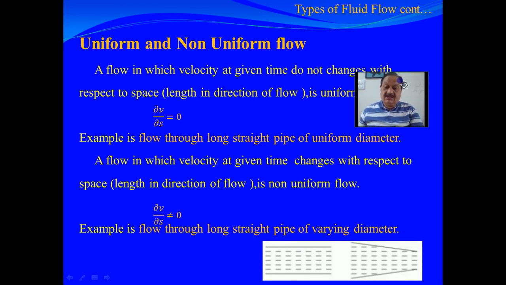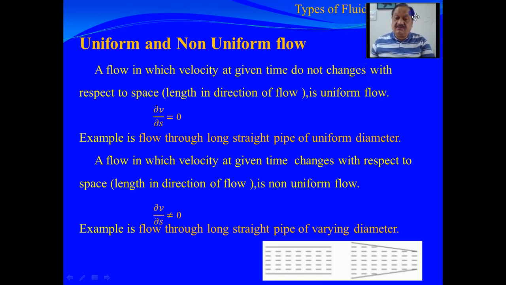Then the uniform and non-uniform flow. A flow in which the velocity at a given time does not change with respect to the space, that is particularly the length in the direction of flow, is treated as a uniform flow. That means mathematically del V by del S is equal to 0. The example is a flow through a long straight pipe of a uniform diameter.